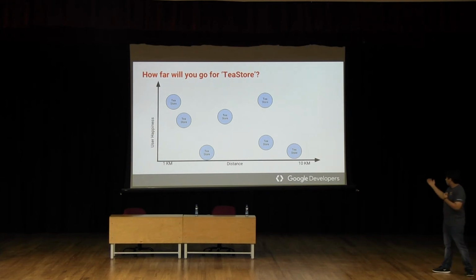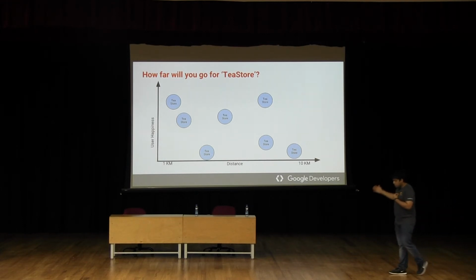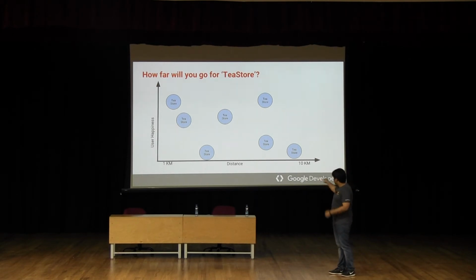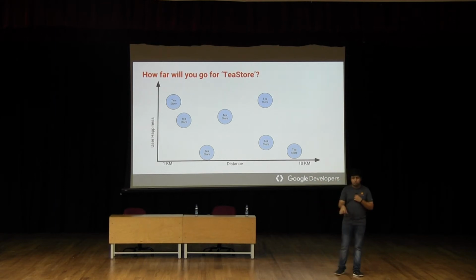Sorry for that. So let's say I'm trying to open a tea store and I'm measuring it in two ways. There are already a bunch of tea stores in the area. There is the distance, let's say measuring from this specific room, that each tea store has, and then there is user happiness.